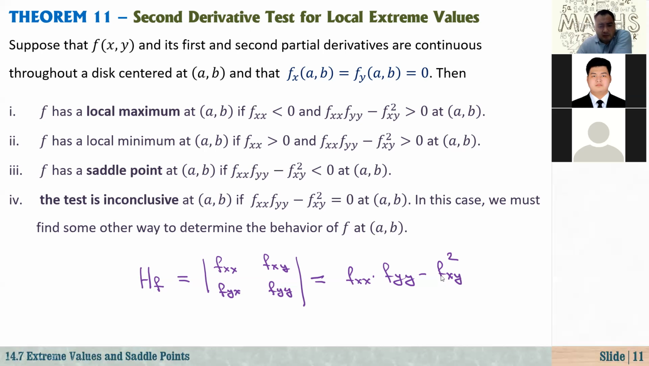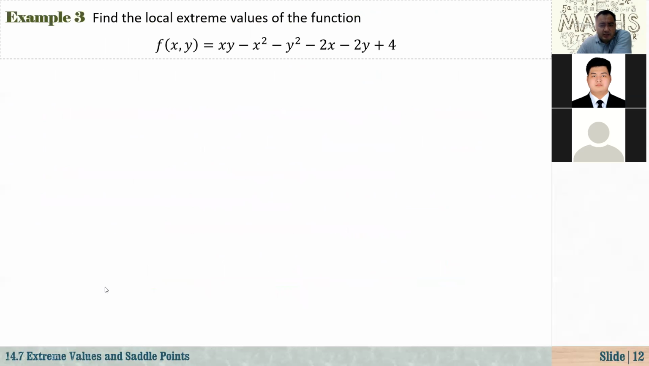Or an algebraic way. So now let's apply this immediately to this question.